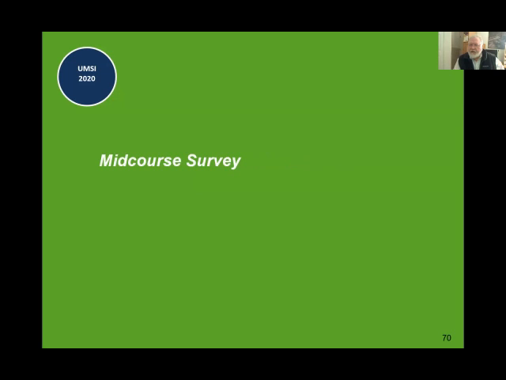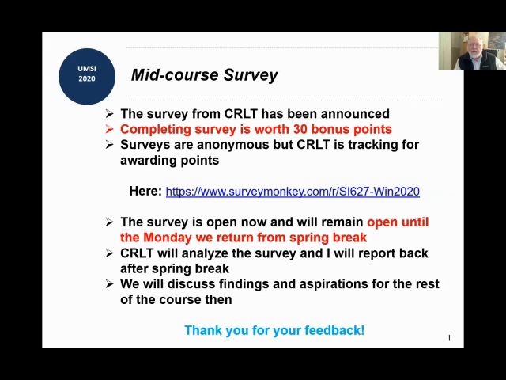The mid-course survey was then announced as well. This is done by CRLT, which is the internal consulting group on learning and teaching. There are 30 bonus points if you complete the survey. The surveys are anonymous. CRLT will be tracking names, though, for awarding points. I won't see names. I'll only see who gets points at the end of this, but I won't see individual surveys. Here's the link to the survey. The link is also out in a Canvas announcement as well.